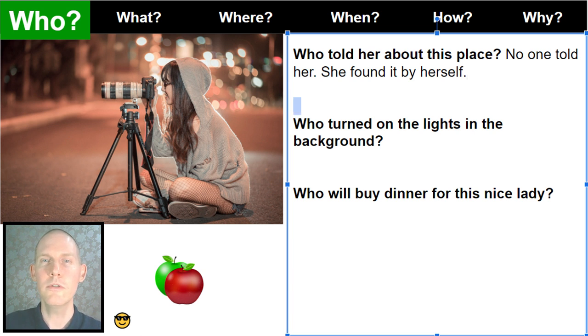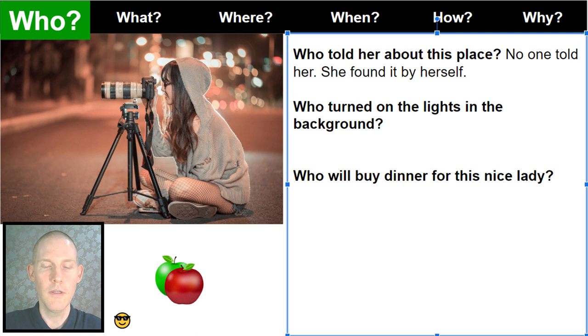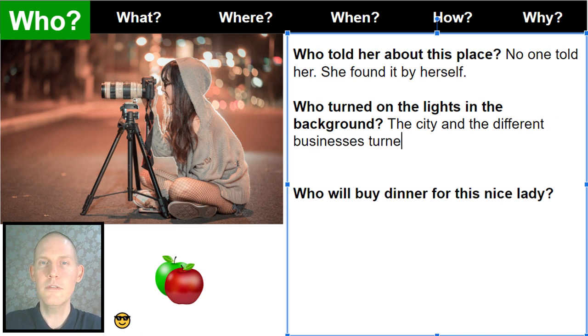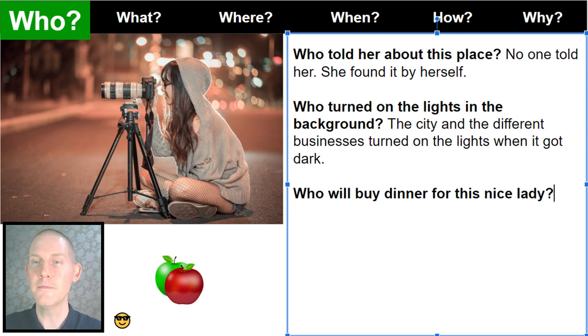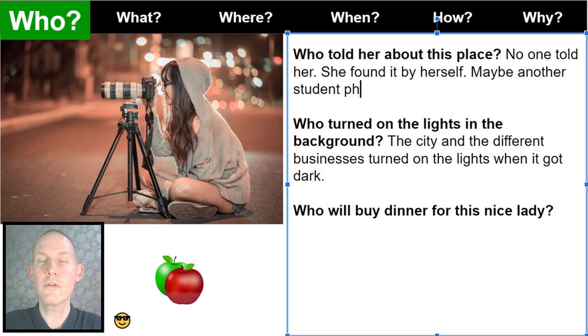Why not? Who turned on the lights in the background? The city and the different businesses turned on the lights when it got dark. Who will buy dinner for this nice lady? Perhaps another student photographer, said Layla Almeida. And I think maybe that was for who told her about this place. Maybe another student photographer told her about this place.